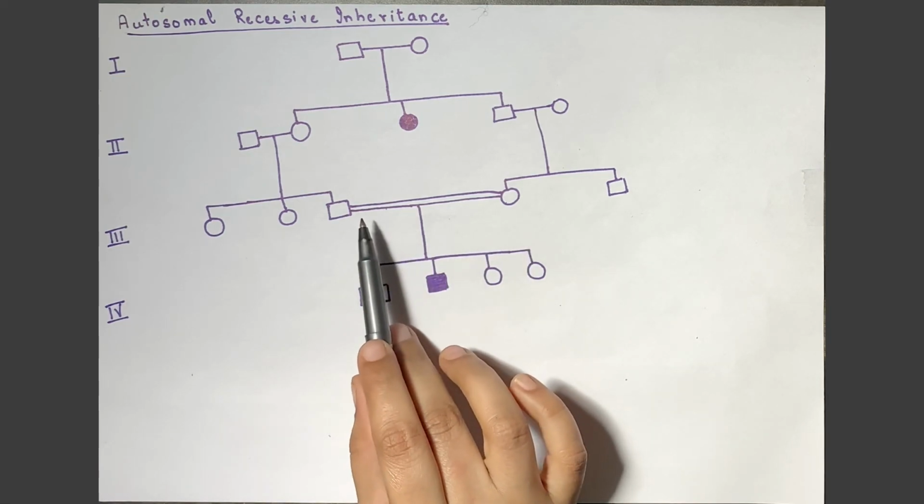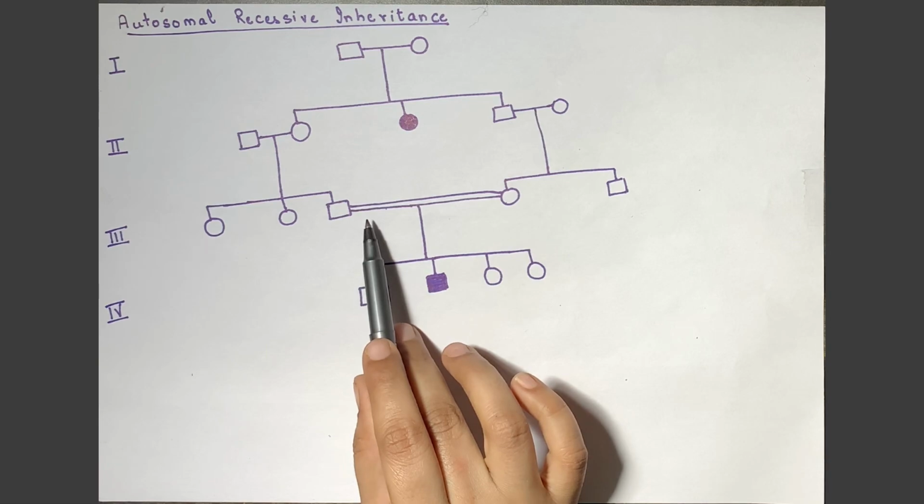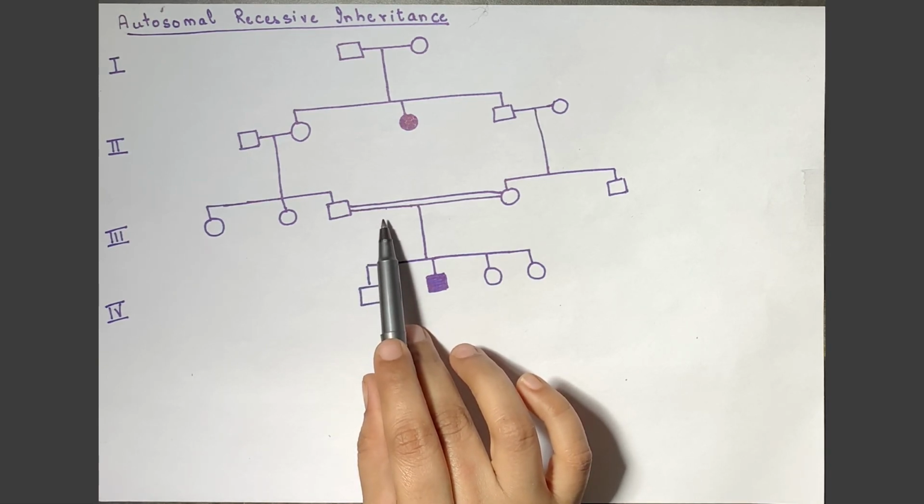In this pedigree, the double line represents consanguineous marriages, which is a mating between relatives.